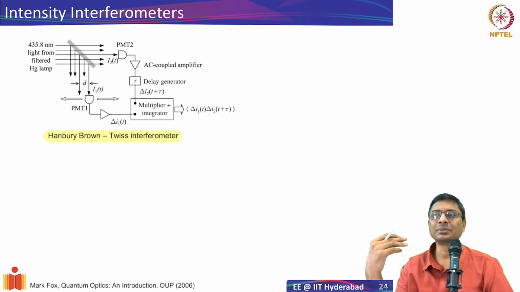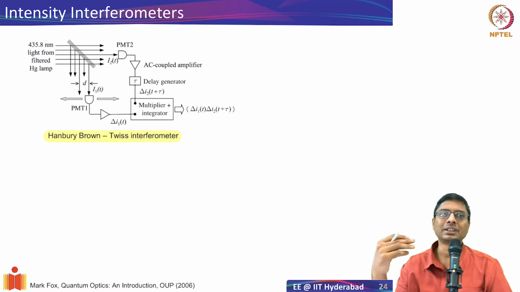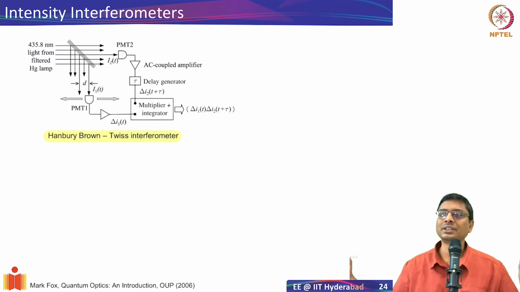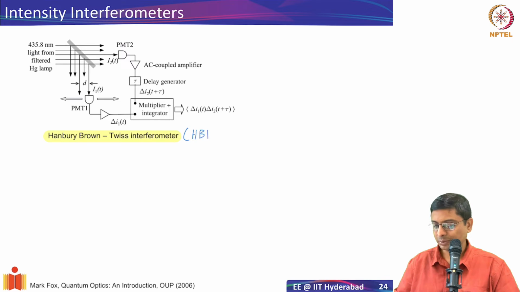They suggested a scheme because if you're having lenses, the lenses are very difficult to move around, and there are issues with that when you look at fringes. Calculating the visibility of fringes is not a very simple thing to do. So what Hanbury Brown-Twiss proposed, in short we can call them HBT, that is a popular terminology.